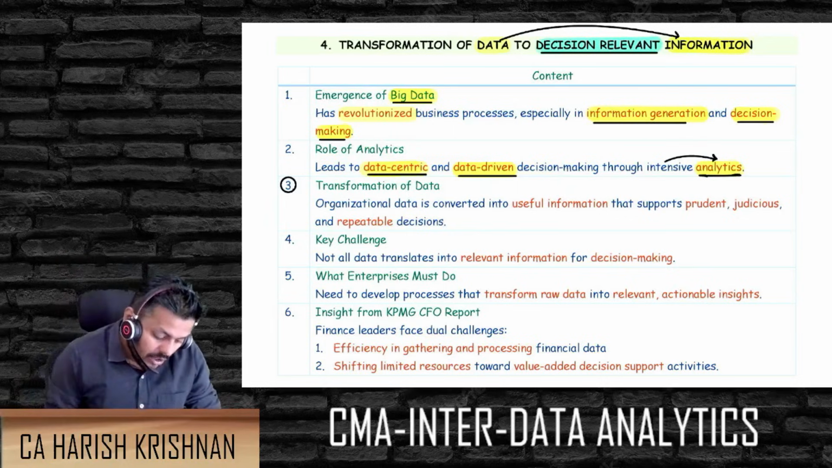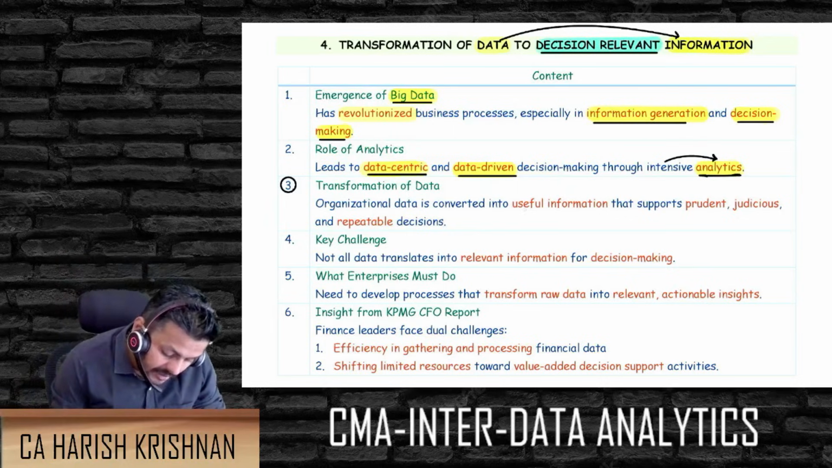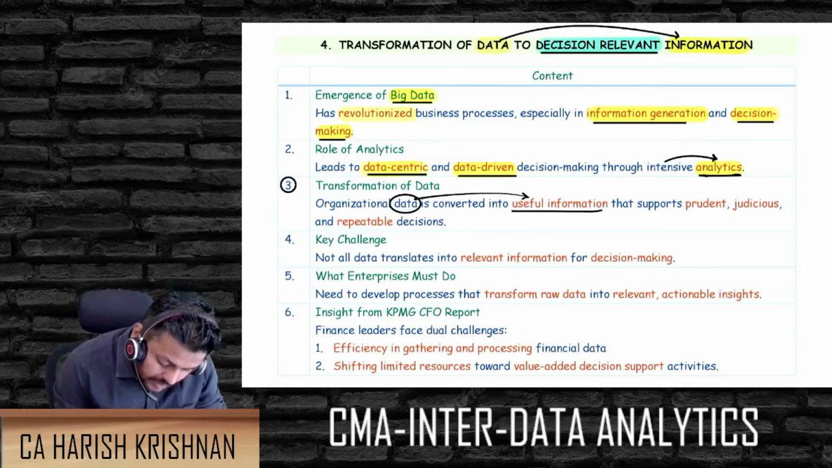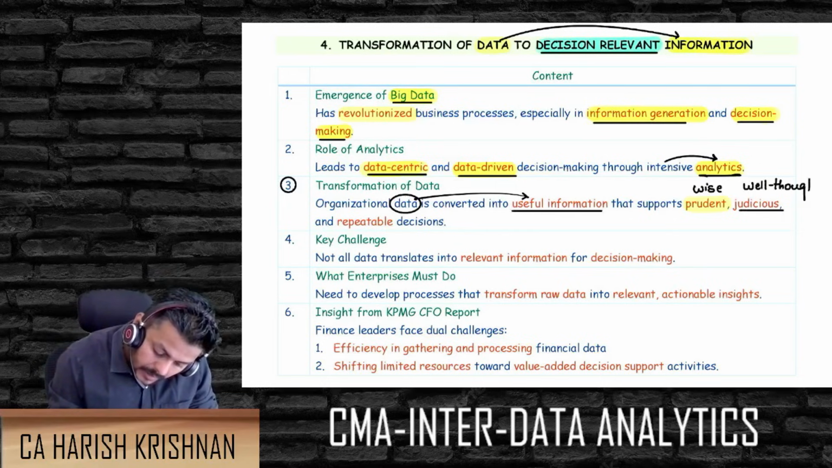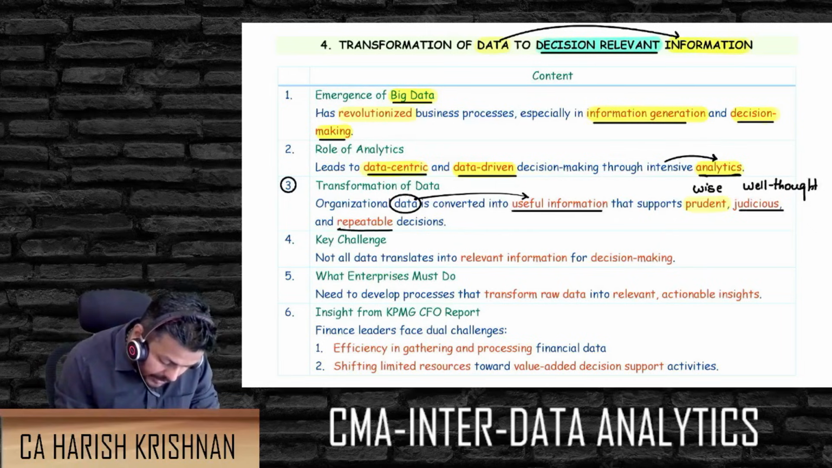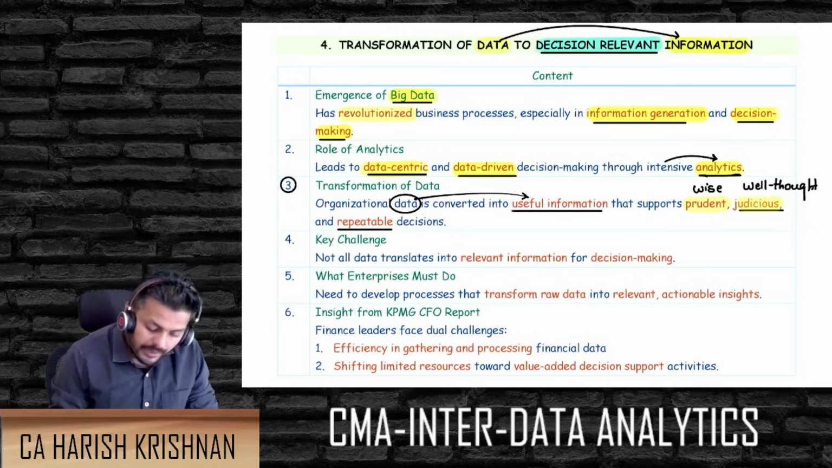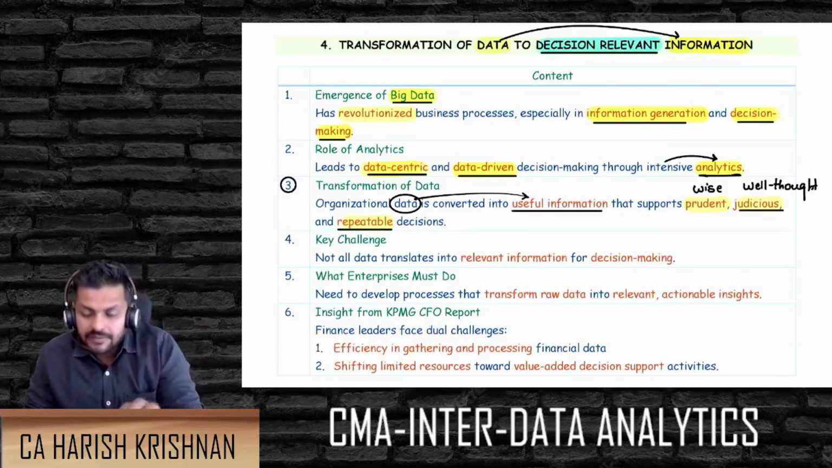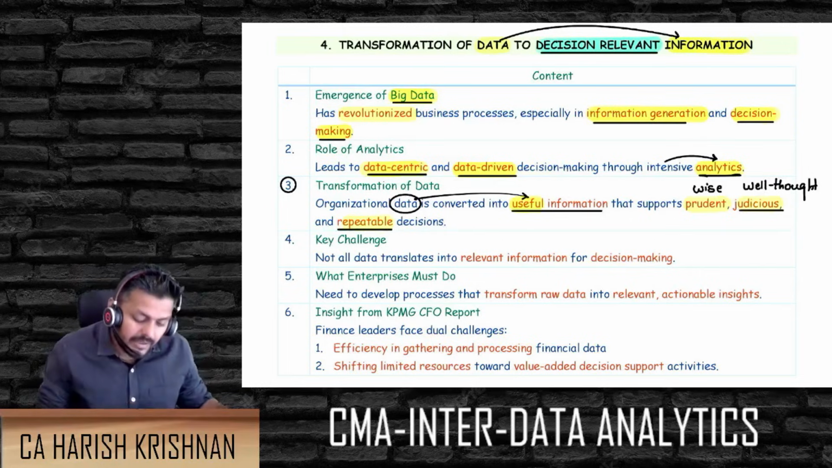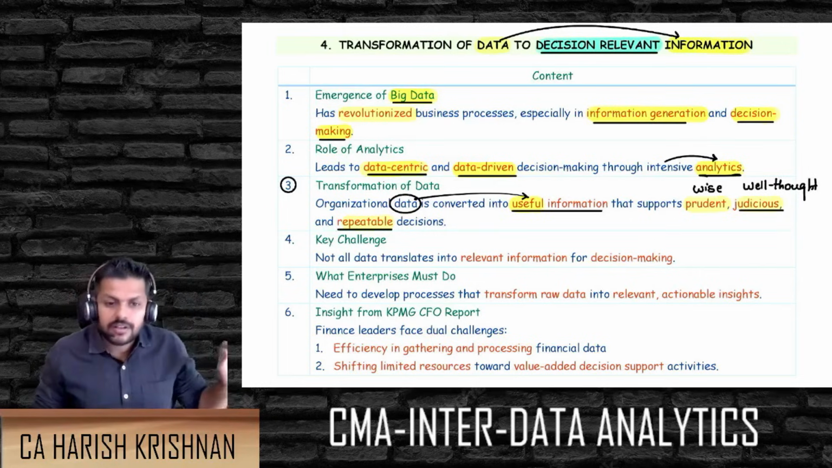Let us see that. Organizational data is converted into useful information, which supports prudent, meaning wise, judicious, meaning well thought of, and repeatable decisions. So, prudent, judicious, and repeatable decisions. Organizational data is converted into useful information that supports prudent, judicious, and repeatable decisions.